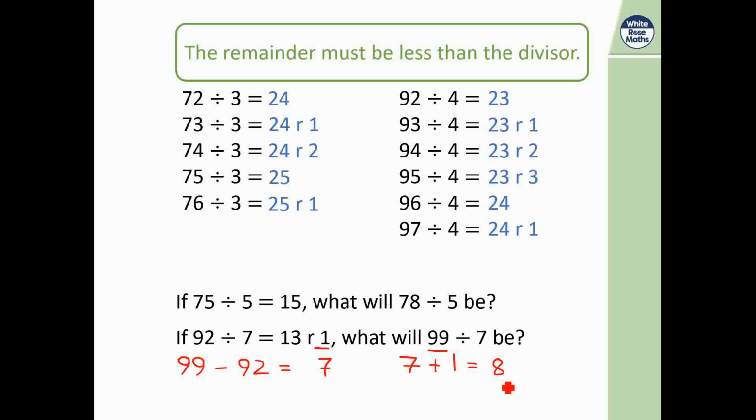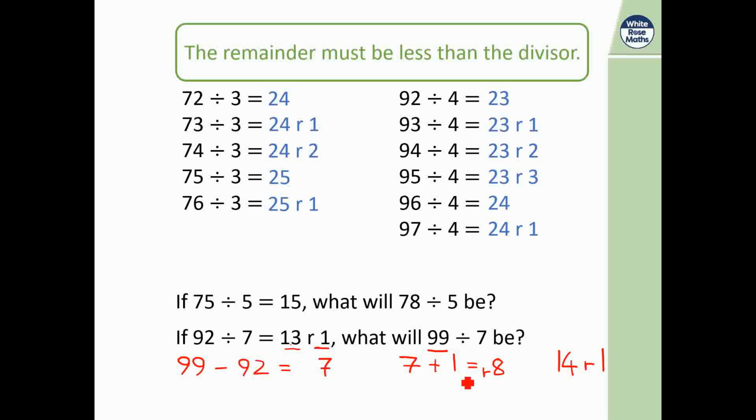That's our remainder. But what did I say about the remainder? And what did they say about the remainder and the divisor? What is our divisor? Yeah, and 8 is more than 7, isn't it? So 7 goes into 8 one time with remainder 1. So we need to add another 1 to the 13. So our answer would be 14 remainder 1 still.